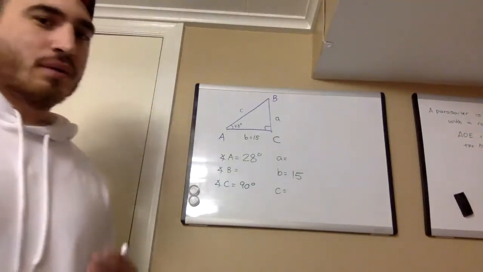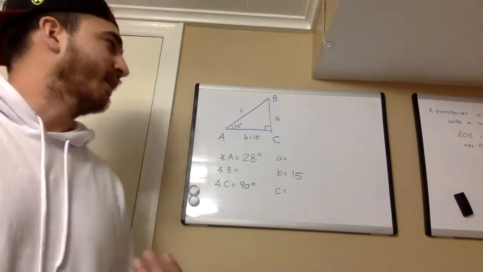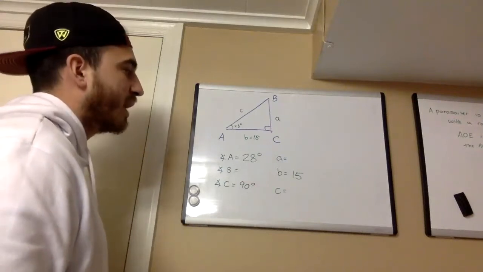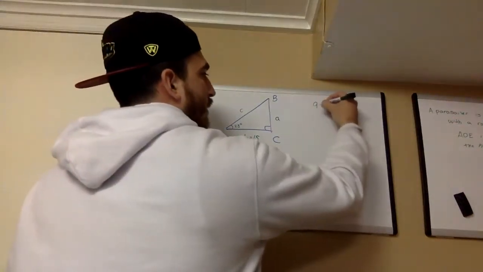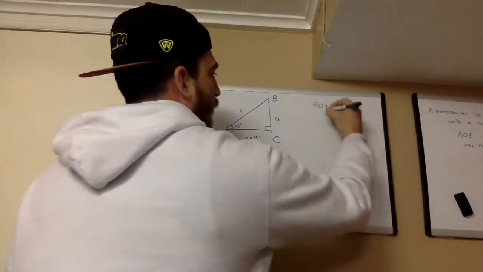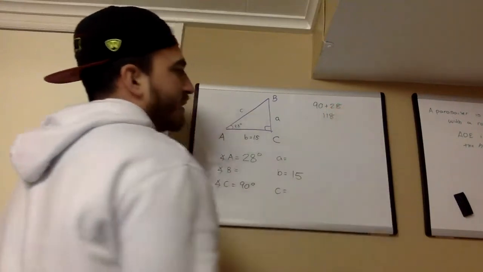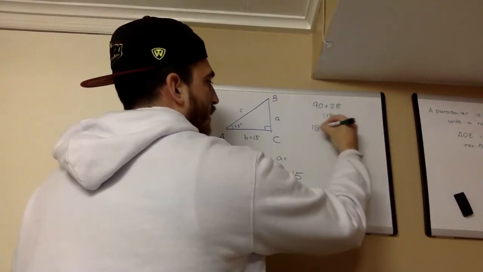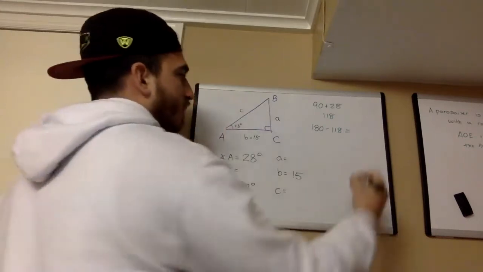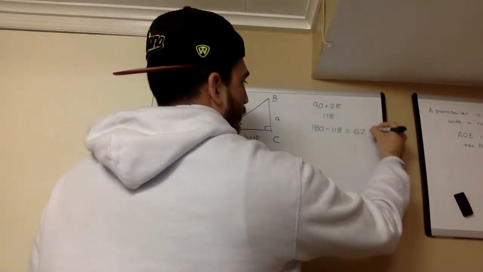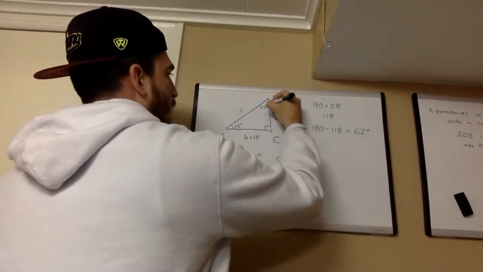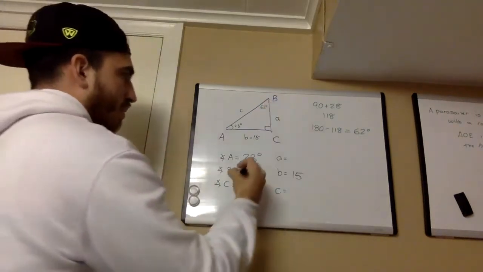So every single triangle is made up of 180 degrees. So if we already are given two different angles, we should be able to find the last angle. The only thing you have to do is 90 plus 28. So if you do 90 plus 28, you're going to end up getting 118. And then to find the last angle, all you need to do is 180 minus 118. And you should be getting 62. So I'm going to just put that in. This is going to be 62 degrees. And I'm going to put that in over here too.